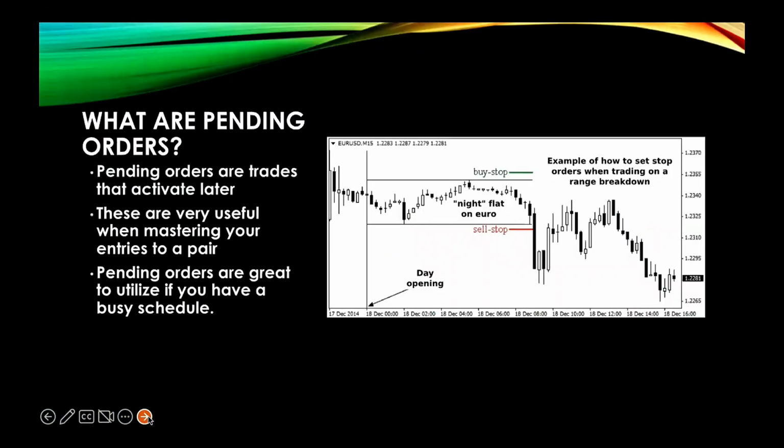All right. So we have four types of ways we can enter the market, right? Obviously, we have market execution, which means that you are entering the market instantly, right? When you look at your MetaTrader 4, you will have market execution at the top. Then we also have pending orders. Pending orders are trades that activate later, right? With pending orders, we have four types: buy stop, sell stop, buy limit, and sell limit, okay?